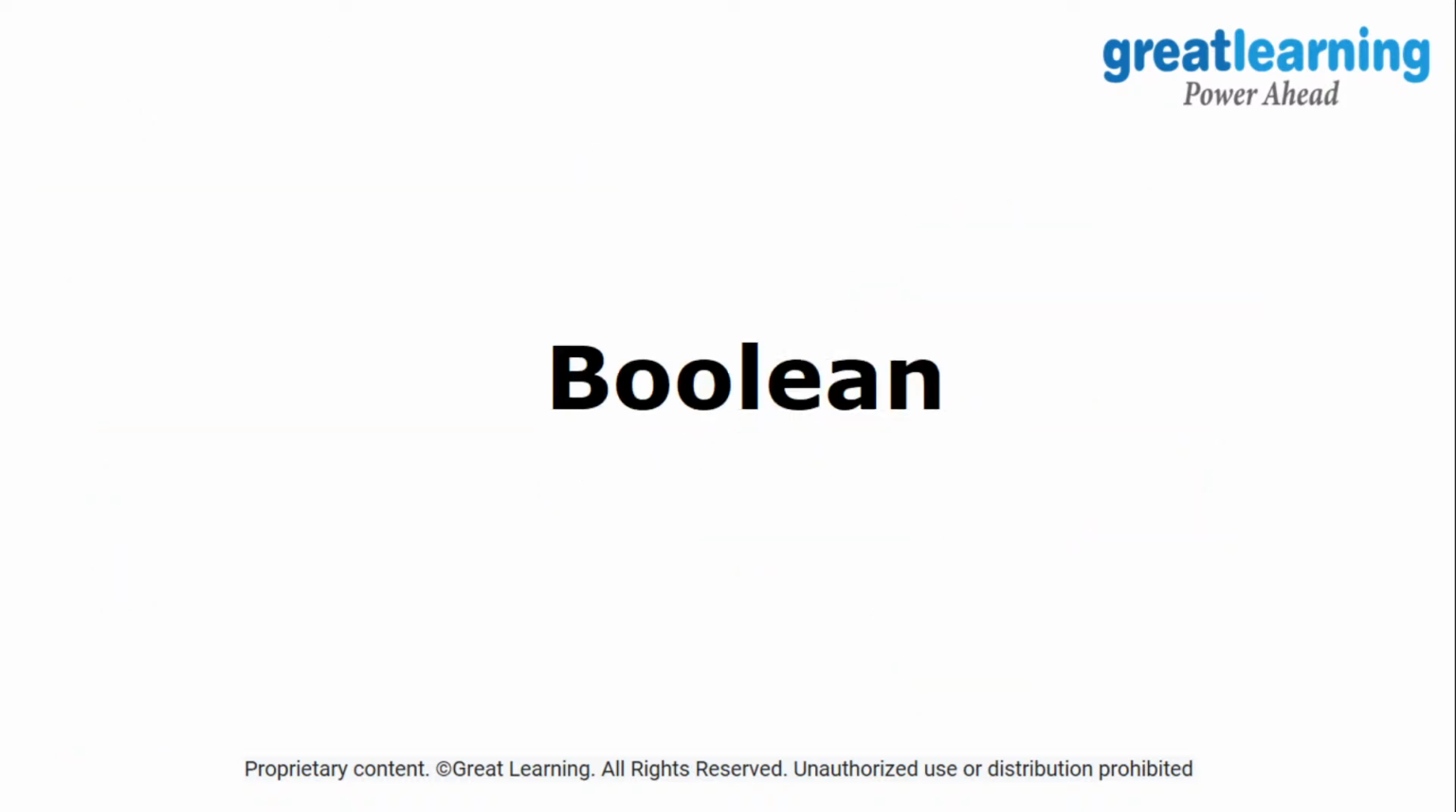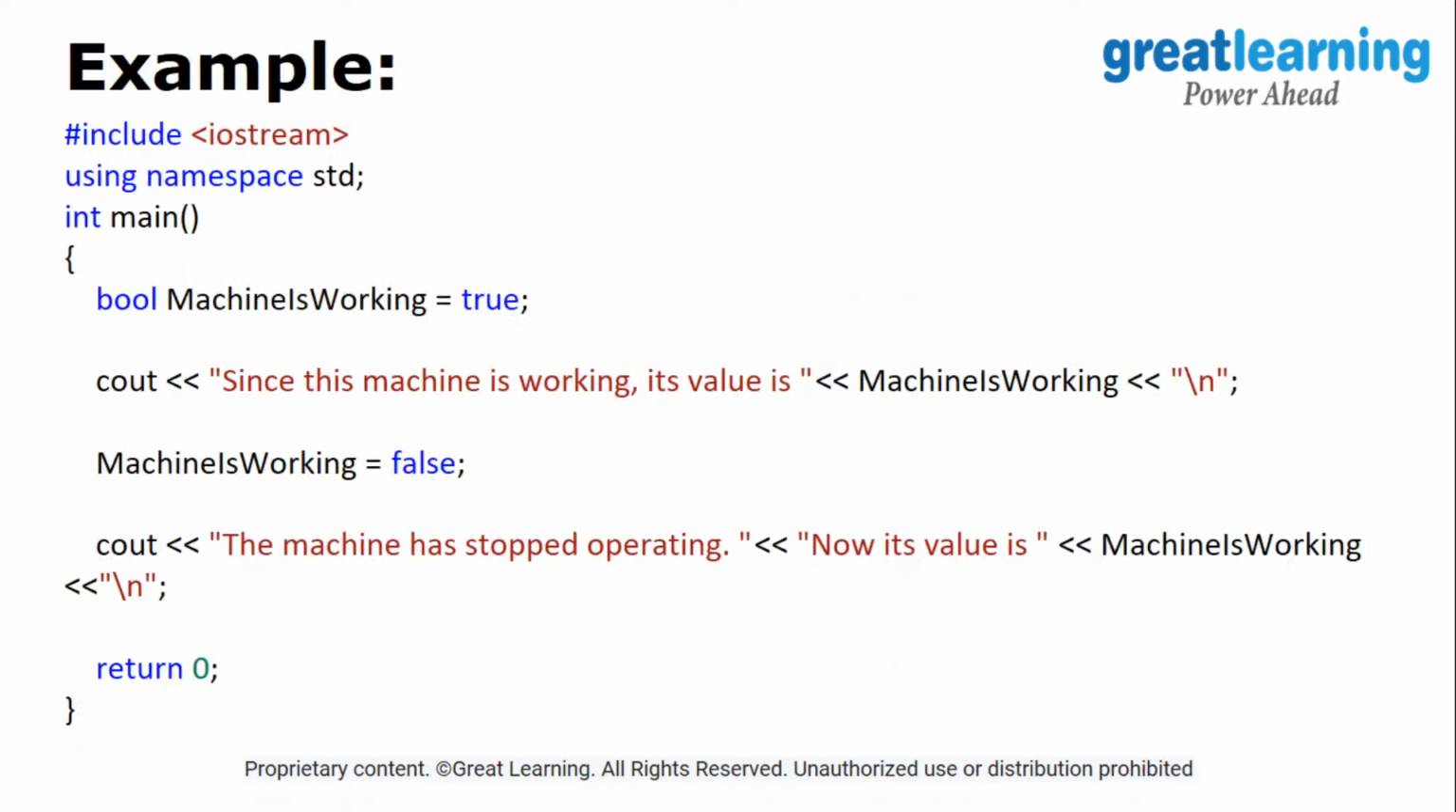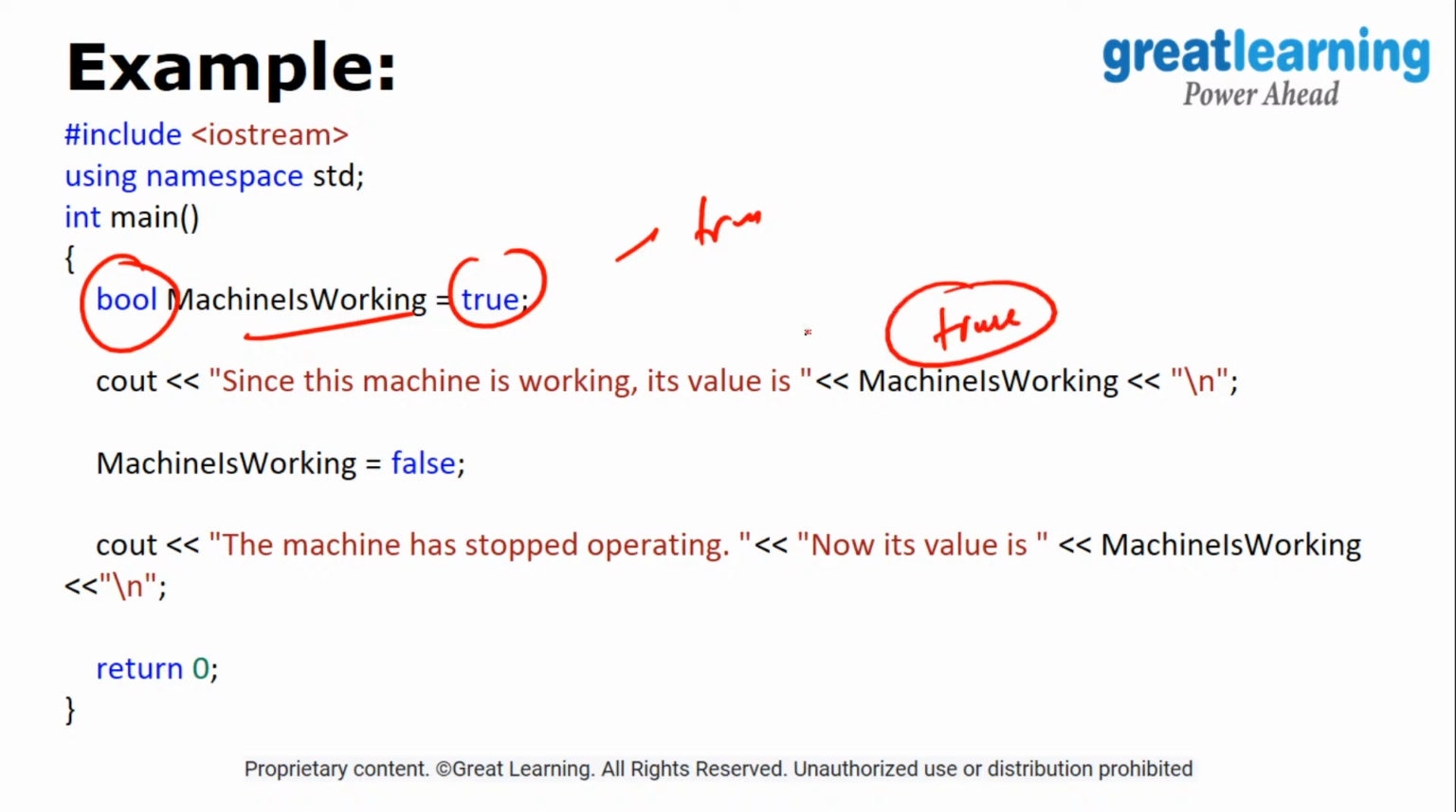Okay, cool. So now let's move ahead with the Boolean values. Boolean is another data type, written as bool, and then you have a simple program wherein you say machine is working, and you set it as true. Since the machine is working, you print out true. Is the machine working? Yes, it is. So the output will be true.